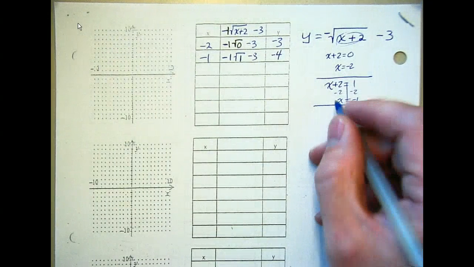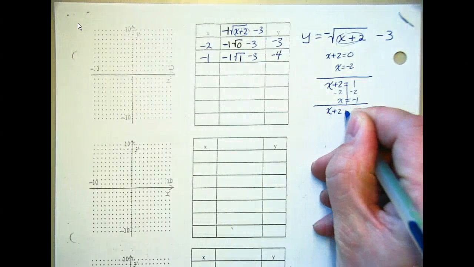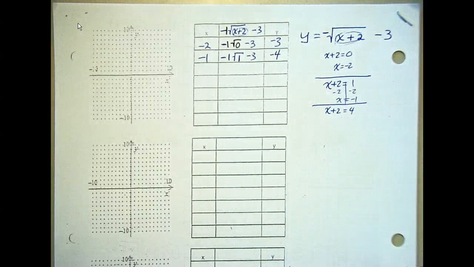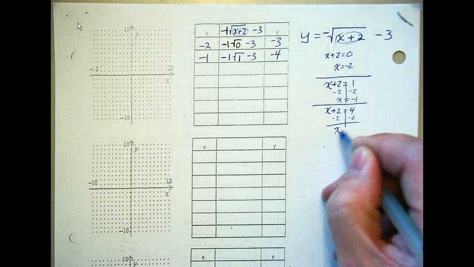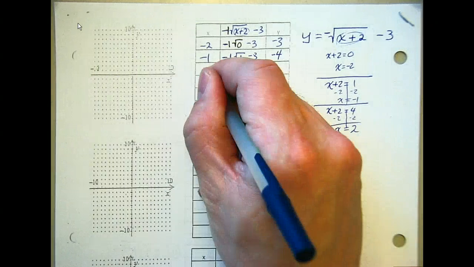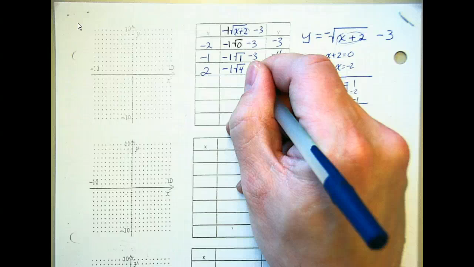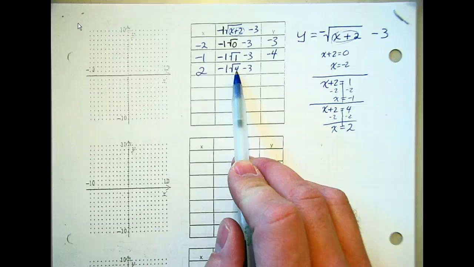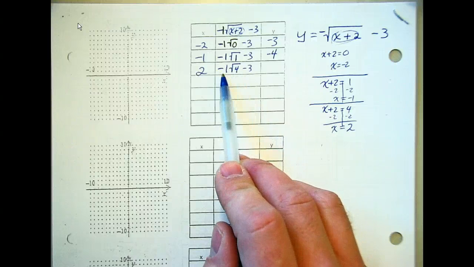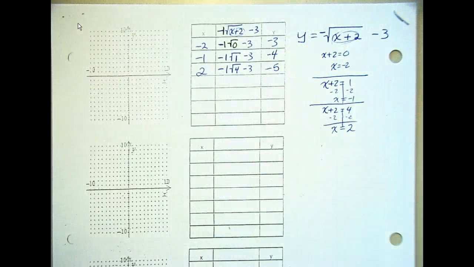Okay? Now we want the inside of our root again to equal 4. x would equal 2. So when x is 2, our root becomes 4. So root 4 is 2. 2 times negative 1, negative 2, minus 3, negative 5. Any questions up to there?